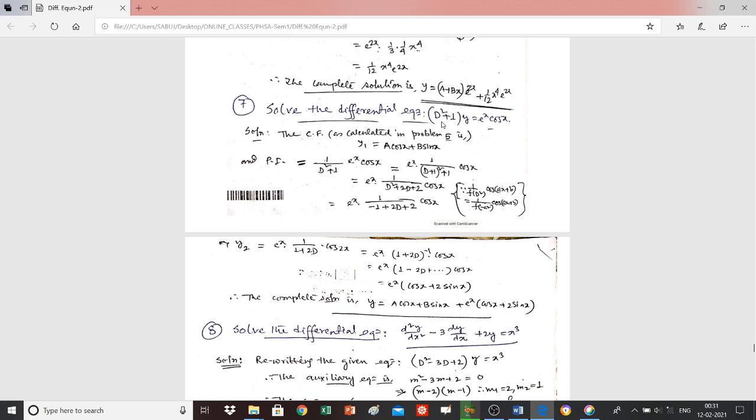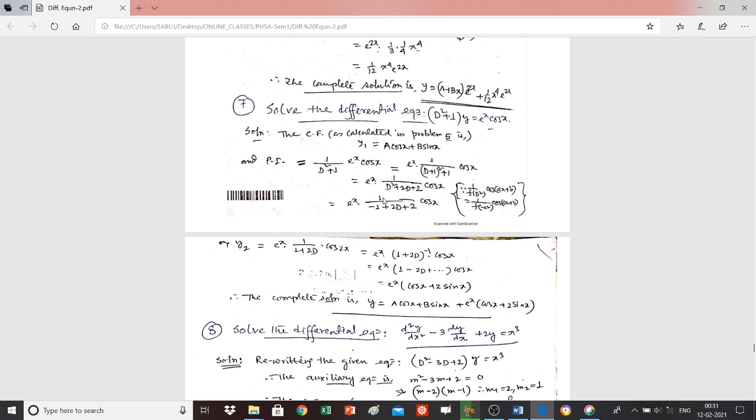Because in this case, m squared plus 1 is equal to 0, that means m is equal to plus minus i. And the particular integral is 1 by d squared plus 1 of e to the power x cos x. That is equal to e to the power x taken out here, and 1 by d replaced by d plus 1 whole squared plus 1 of cos x. That is e to the power x times 1 by d squared plus 2d plus 2, then cos x.